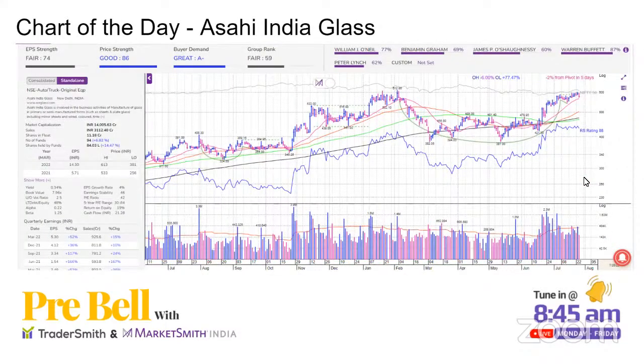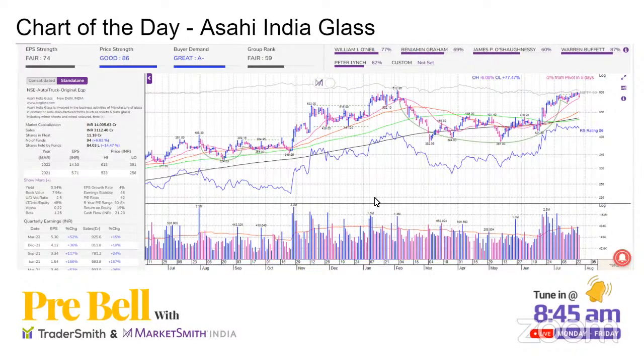So our chart of the day is Asahi India Glass. Before we talk about the stock, it should not be considered a buy or sell recommendation, and we will just be discussing it for educational purposes. The stock will be releasing its Q1 FY23 results on Friday. Asahi India Glass is a proxy play on the Indian automotive and infrastructure glass segment, that is the real estate segment. In the automotive segment, it has a market share of 75% in the Indian market and is the second largest player in the infrastructure glass segment.